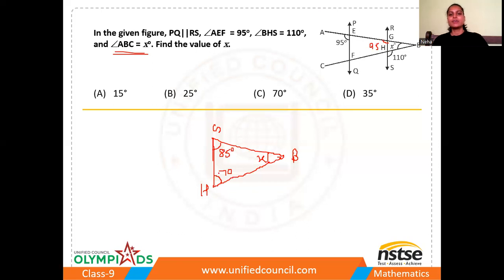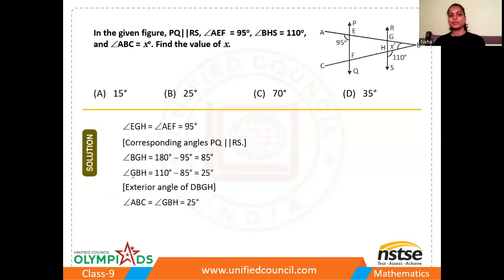Now in the triangle, we have the two angles, so we can easily find out the next one. Correct? Let me show you the detailed solution to this one question. That's it. 25 degrees, option B is the right answer.